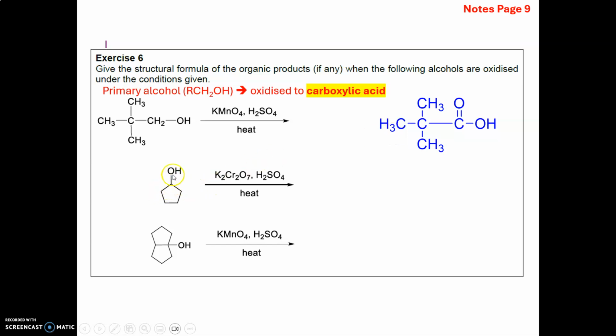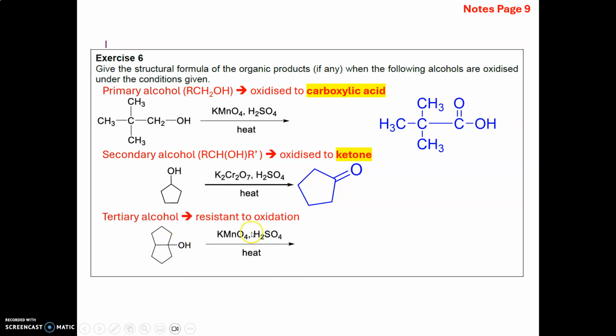Secondly, we have this cyclic alcohol with an alcohol bonded to a 5-membered ring. This is a secondary alcohol because there is one C-H bond on this carbon that is not reflected in the skeletal structure. When we oxidize it using K2Cr2O7 in the presence of sulfuric acid, the OH group is converted to a ketone. So you will oxidize it to cyclopentanone. Finally, this is a tertiary alcohol. There's 1, 2, 3 alkyl groups attached to the carbon which bears the OH group, so it will not be oxidized by acidified KMnO4.